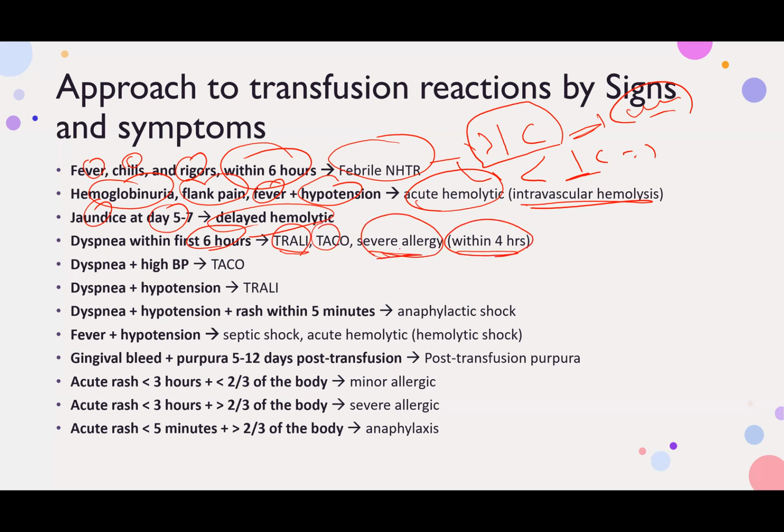Severe allergy usually happens within 4 hours. Now TACO and TRALI are within 6 hours. Now dyspnea plus high blood pressure, this is TACO. Dyspnea plus hypotension, this is TRALI.